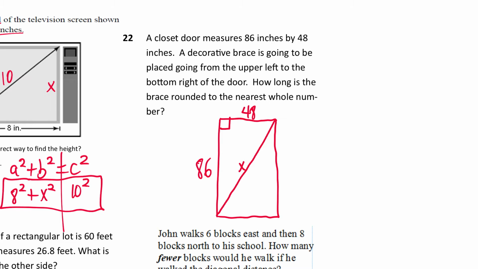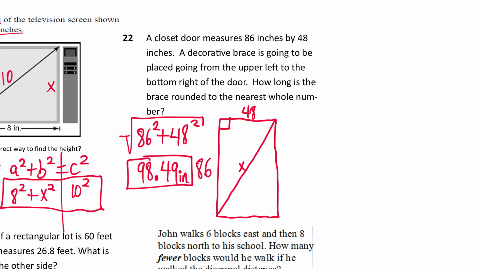So this is Pythagorean theorem. Now, where that x is, is it on the C or one of the legs? It's on the C, it's on the hypotenuse. So when you're looking for the hypotenuse, you add. So this is going to be 86 squared plus 48 squared, square rooted. Okay, is it 98.49 though? 98.4886. Yeah, so 98.49.